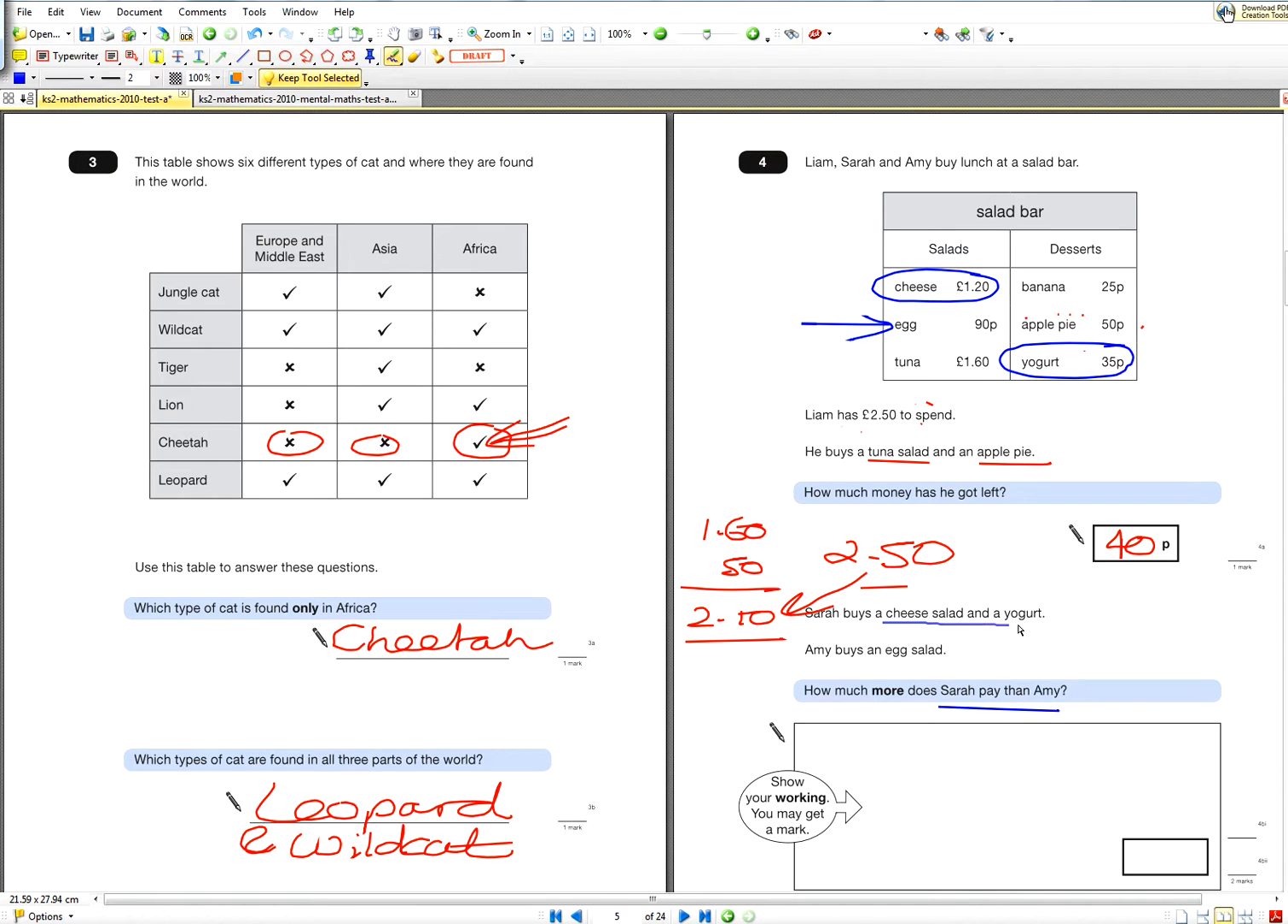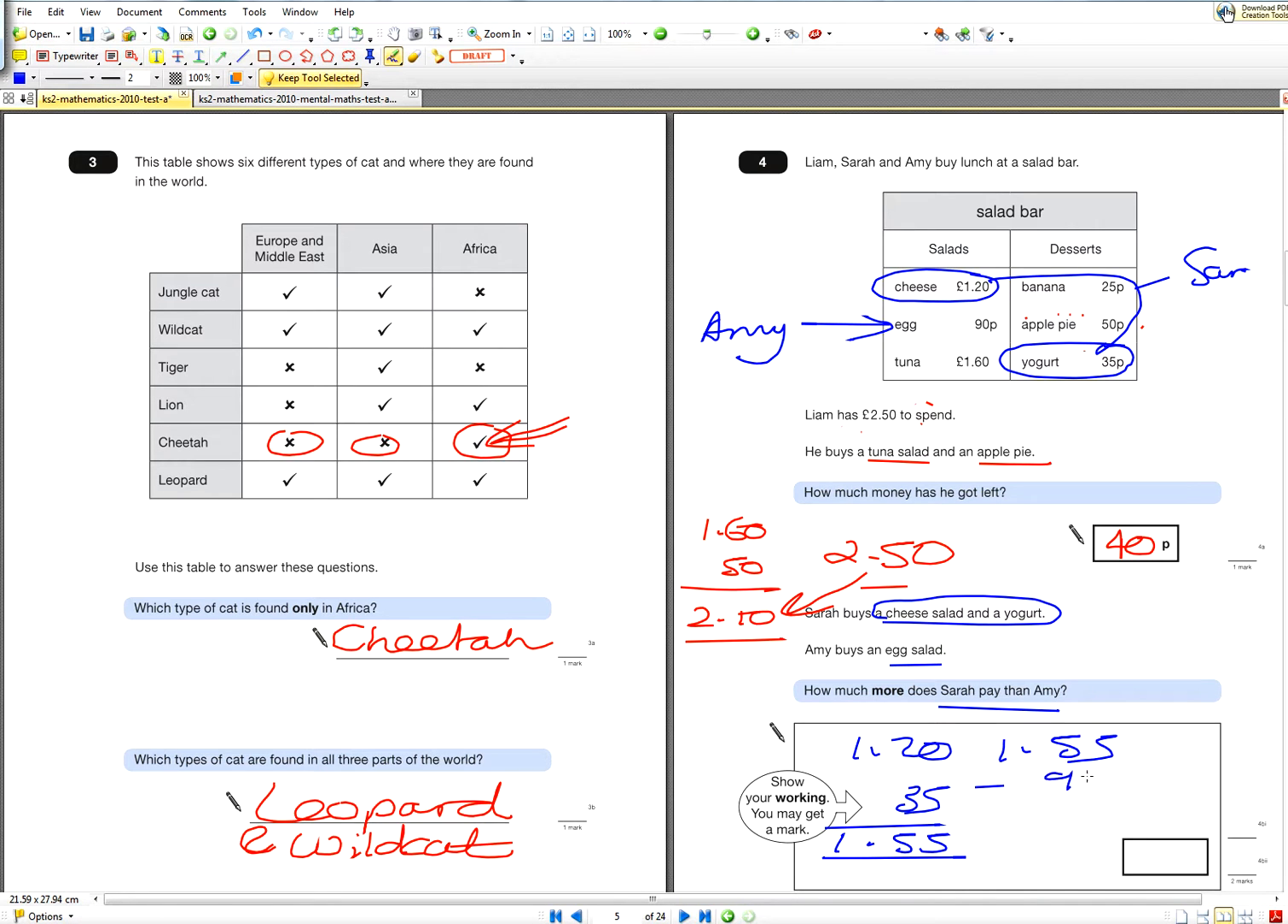So we've got to work out the cost of Sarah's 2 items. And we know the cost of the egg salad, so that's going to be Amy's purchase. Okay, and these 2 here will make whose purchase? Sarah. So we've got £1.20. We add 35p. What's that give us? £1.55. And how much is an egg salad? 90p. So £1.55 minus the 90p will give us an answer of 45p.